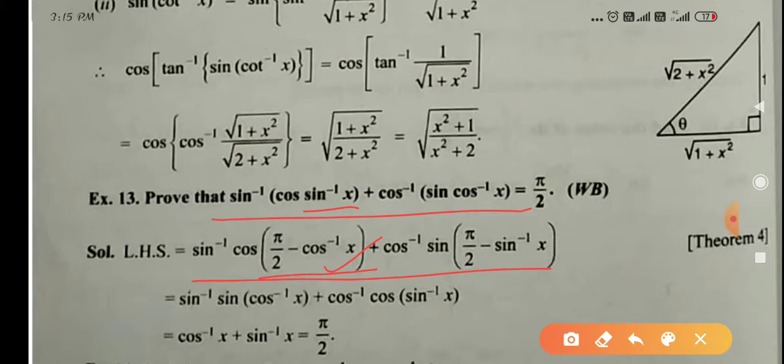In the same way, by applying the same theorem, cos inverse x can be written as pi by 2 minus sine inverse x. Now cos of 90 minus theta, you know very well, is sine theta. So theta is cos inverse x here, and sine of 90 minus theta is cos theta, where theta is sine inverse x here. Now the self-adjusting property you can apply. So sine inverse sine cancelled, cos inverse cos cancelled. So it will remain cos inverse x plus sine inverse x. And by applying the fourth theorem again, cos inverse x plus sine inverse x equals pi by 2.